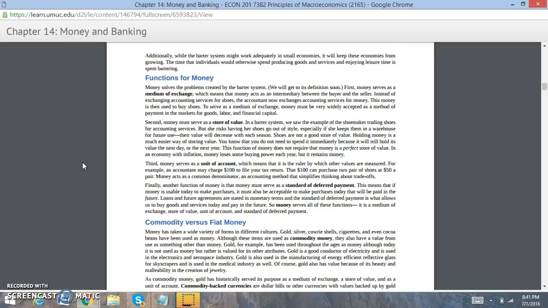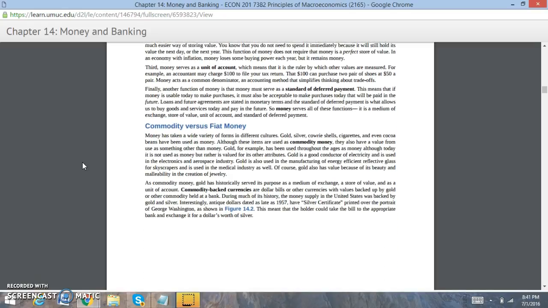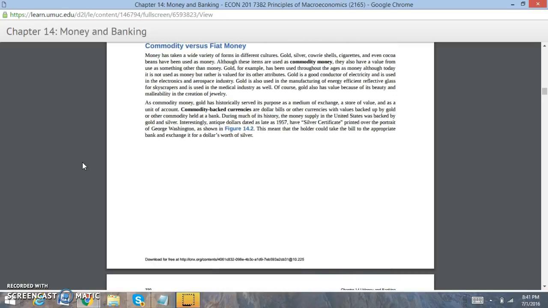We also have 2 types of money. We have commodity money, which is anything that holds value, and we have fiat money. And fiat money is the money that we have in our pockets. It doesn't really hold any value. The only reason why it holds value is the government decrees that money has value.